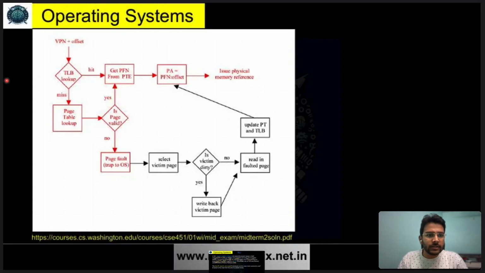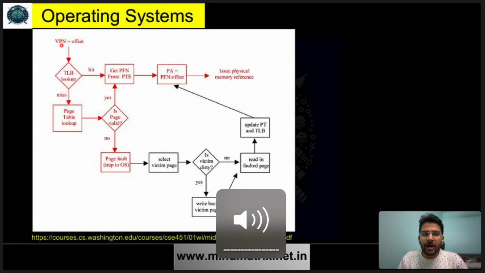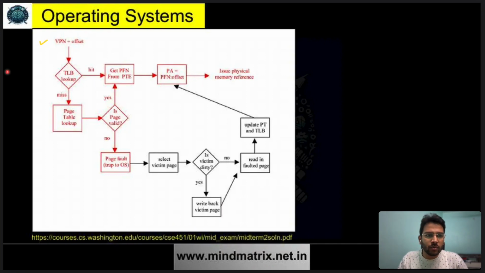So let's start. This is the diagram that, if you remember, is from the previous class. We had the virtual address. The virtual address was generated by the CPU, right? And then first of all, we look up in the TLB, right? We first find its corresponding physical address. For that particular page number, we want to find its corresponding frame number so that we can get the physical address.